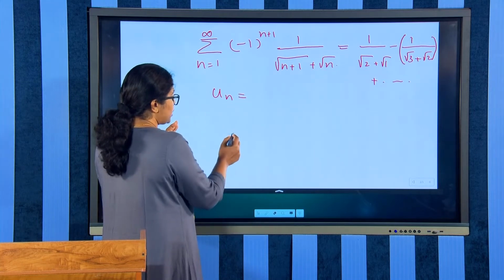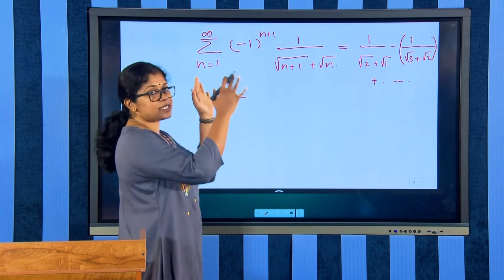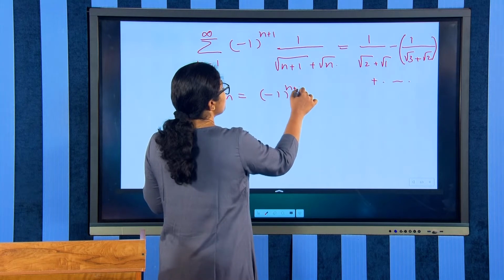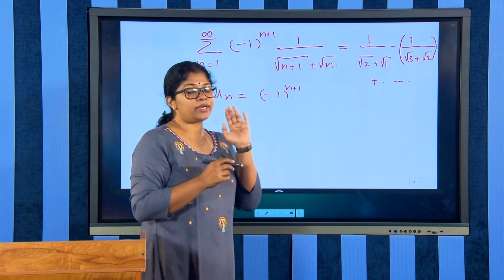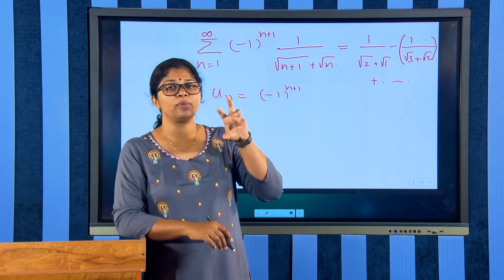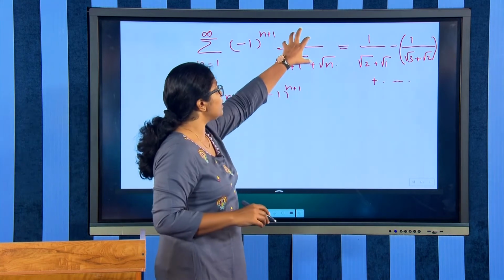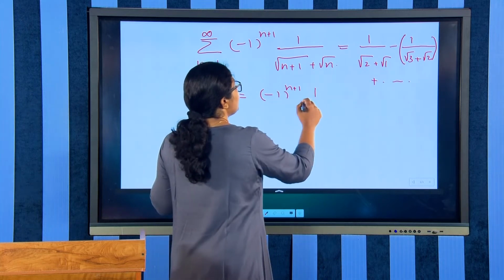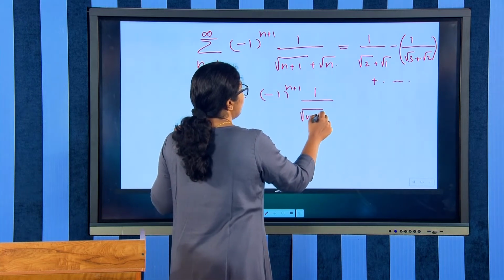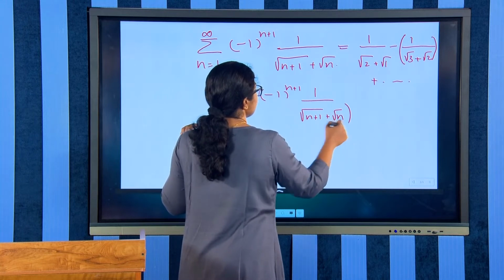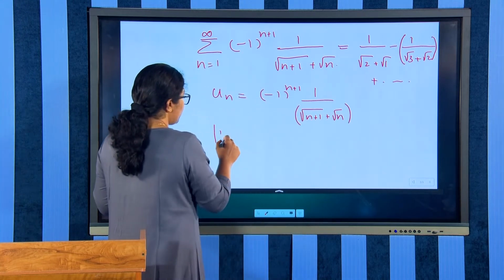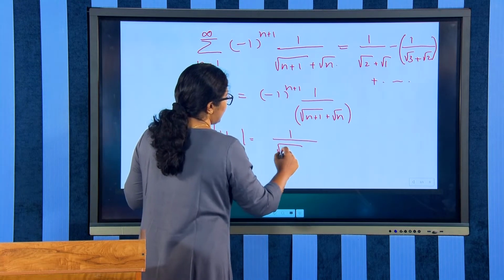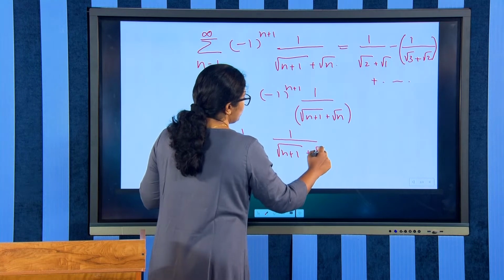Whenever we take absolute convergence, we take un to be the entire term. So, un is equal to negative 1 power n plus 1. In the case of the alternating series test, we took un to be only the nth term value, but here we are taking it including the sign. So, we will be having root of n plus 1 plus root n, so that modulus of un becomes 1 upon root n plus 1 plus root n.